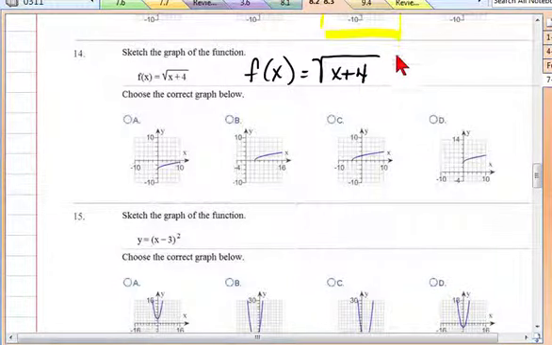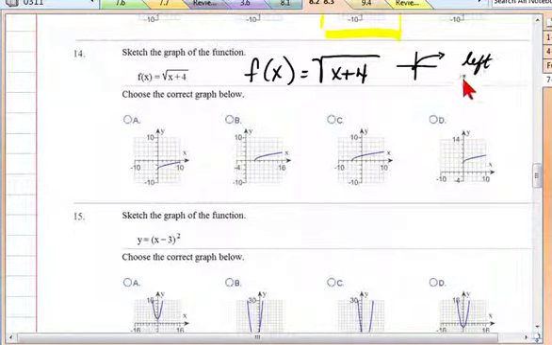What does square root look like? Looks like the branch. Is the plus 4 inside or outside? It's inside, which means horizontal opposite. So which way will it go? To the left 4.